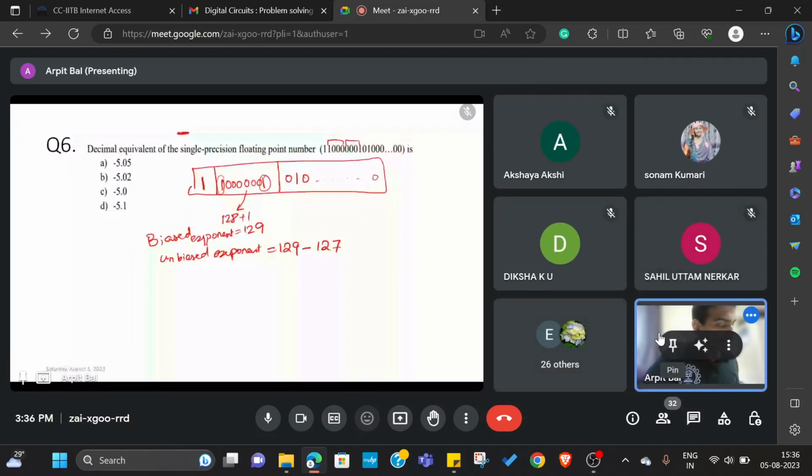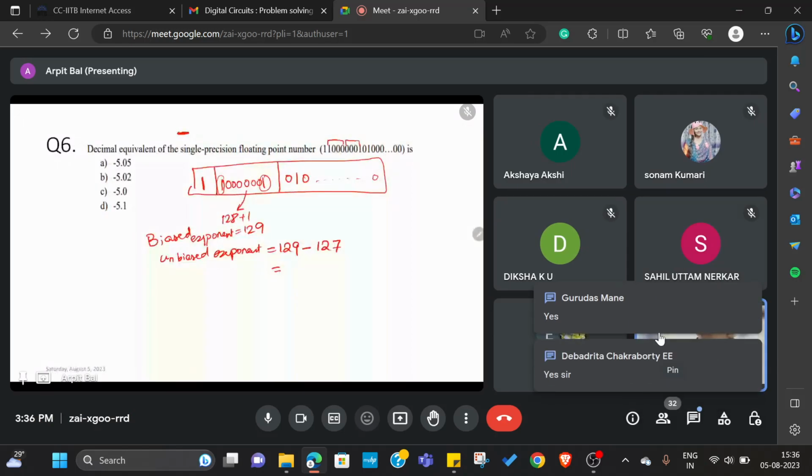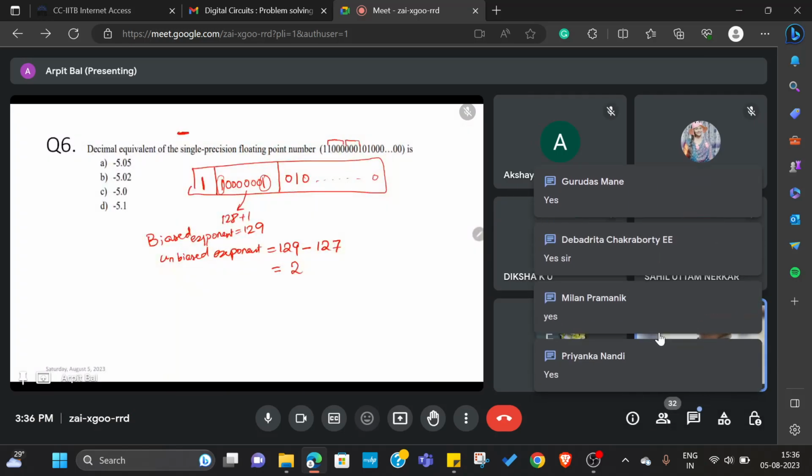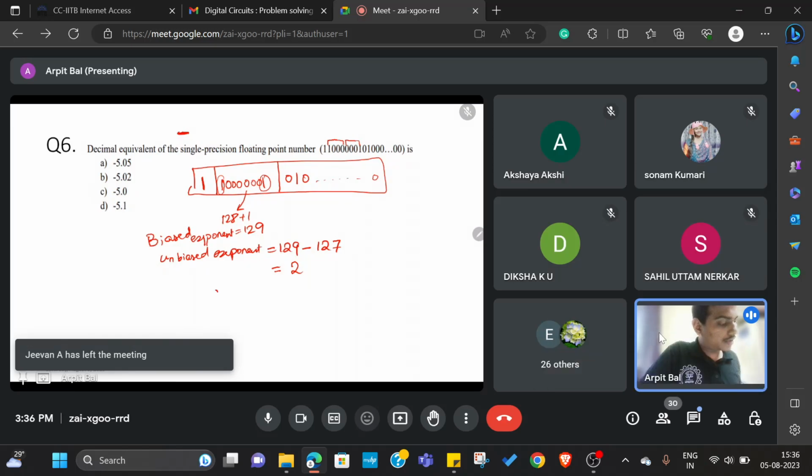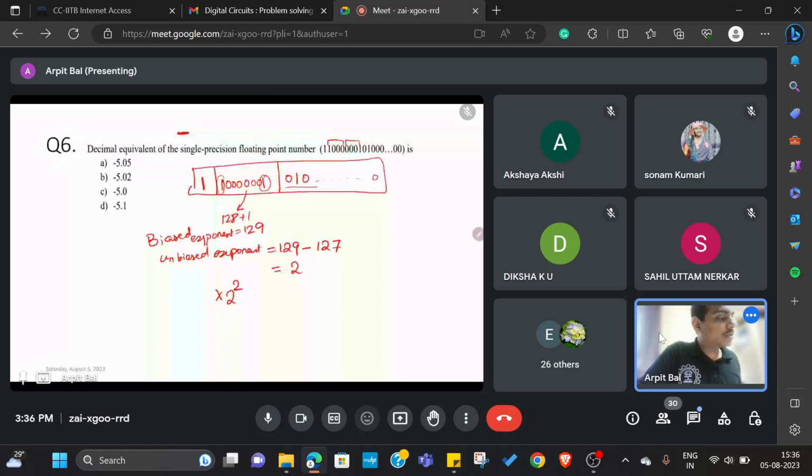Okay. Yeah, so here we will have 2. So what we can do is, we can mention this as something to the power 2, and here we have 0, 1, 0 something. We know that the IEEE format already mentions an implied 1, so let us write that 1 first. 1 dot 0, 1, 0 something. And we know that it is a negative number because the first bit is 1.